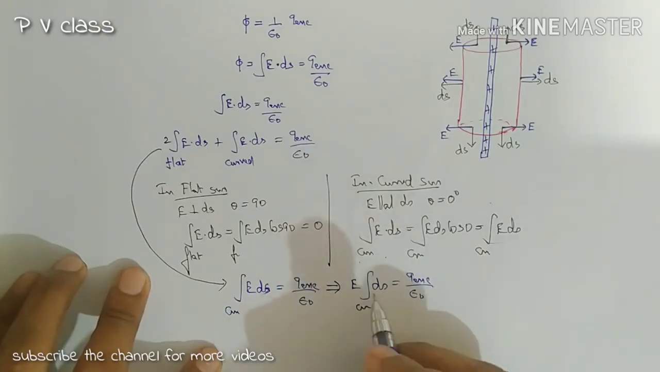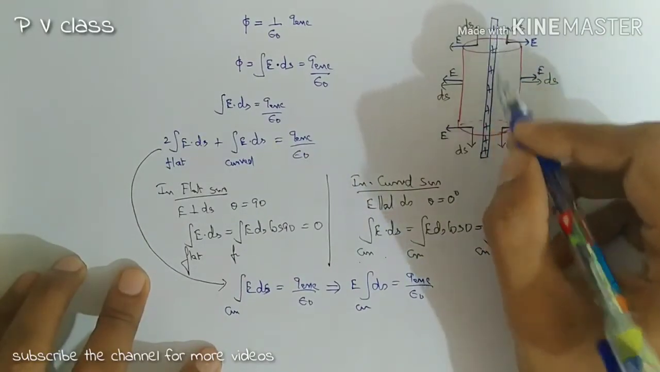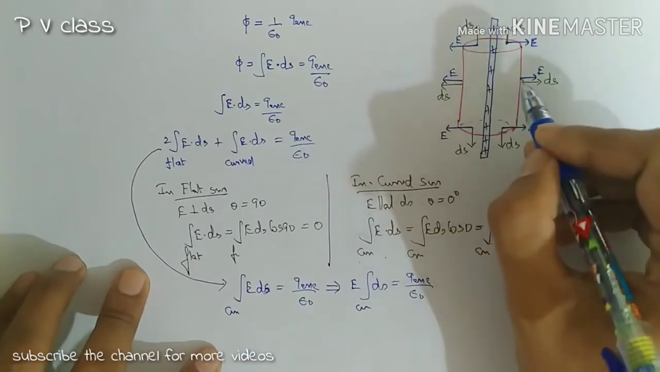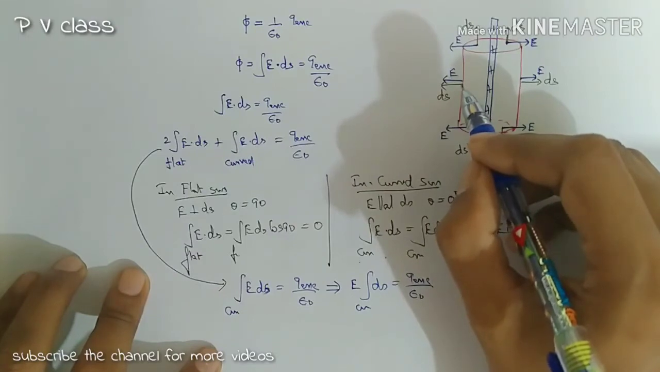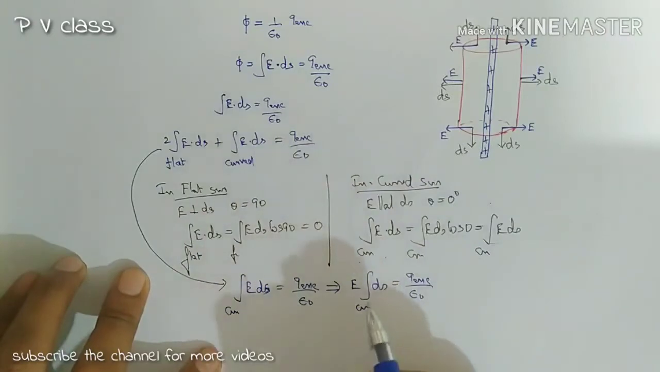The reason I am writing it like this is, since the conductor is passing through the center of the cylinder, this distance and this distance will be the same. Therefore the magnitude of electric field intensity over here should be equal to the magnitude of electric field intensity over here. In short, electric field intensity is constant. If there is a constant inside the integration, we could take it out. That's the reason why I am taking this E out. E into integral curved ds is equal to q enclosed by epsilon 0.